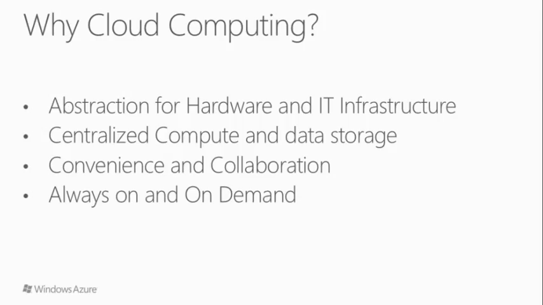And centralized computing and data storage. The idea is that if you have all the compute and data stored in a central location, you suddenly have the ability to give access to your collaborators, which is extremely convenient for any type of collaboration that you want to do. And finally, the always-on feature is really important. The fact that your service is always going to be running, unless you turn it off, of course.